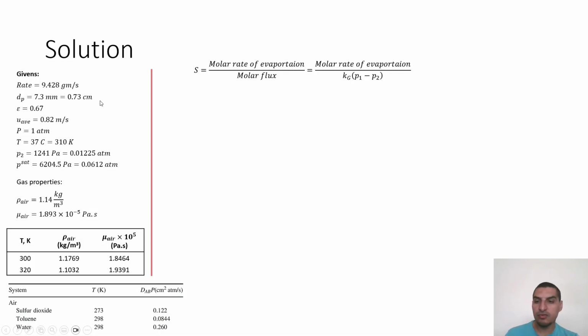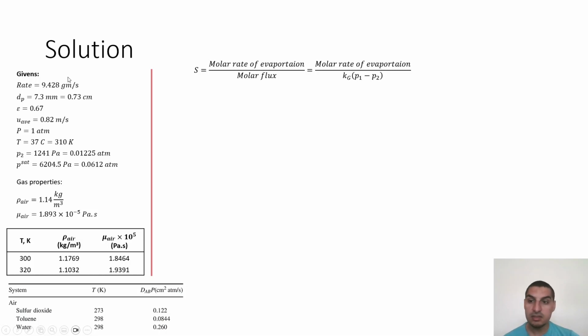The rate of evaporation is already given here, and we know the flux is kg multiplied by delta P. I know the rate and I know delta P, because this is the difference between these two values, so I need to get kg. But one thing I have to do is make sure that the units are homogeneous for these two terms. This term will produce the units of moles per meter square second.